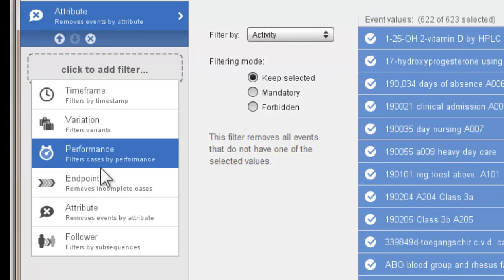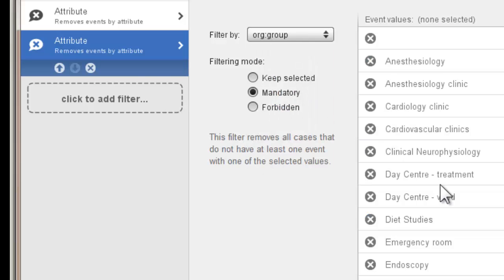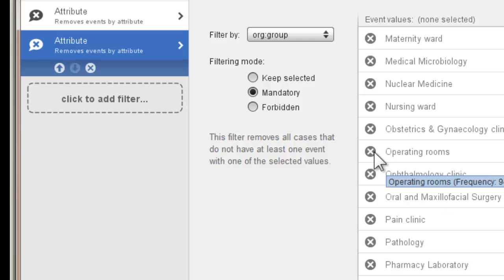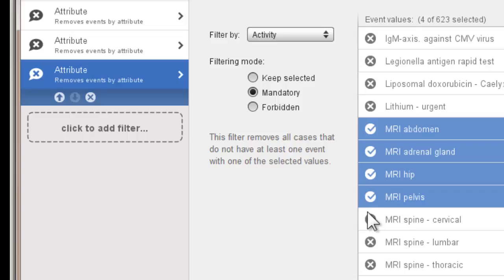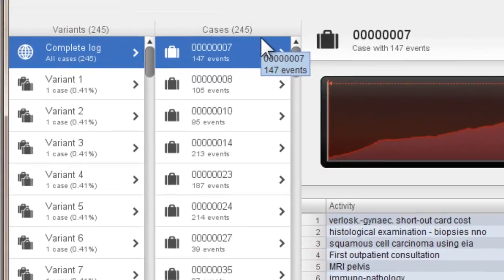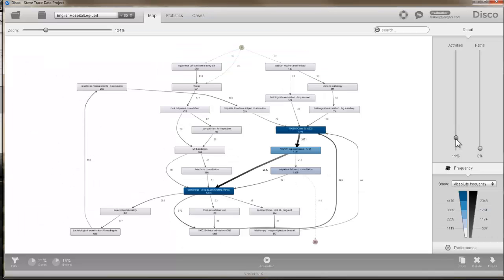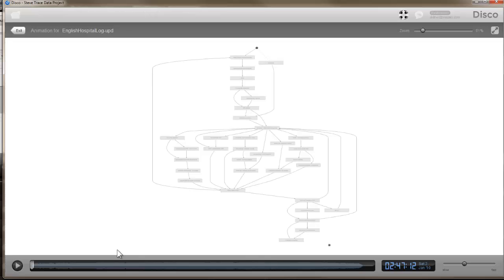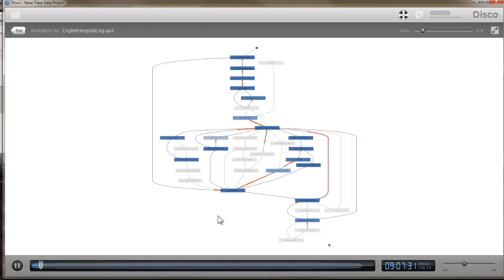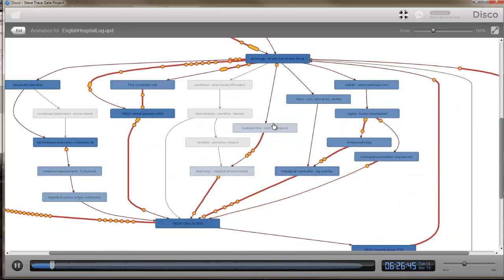Here we will add another simple filter and limit our view to patients who had used the operating room and who had also had an MRI. Looks like there were 245 patients out of the 1100 that fit this description. So we can look at the map again, maybe bump up the filter to 10%, and take a look now at this in animation. So here we see how patients who used the operating room and had an MRI are processed through the organization.